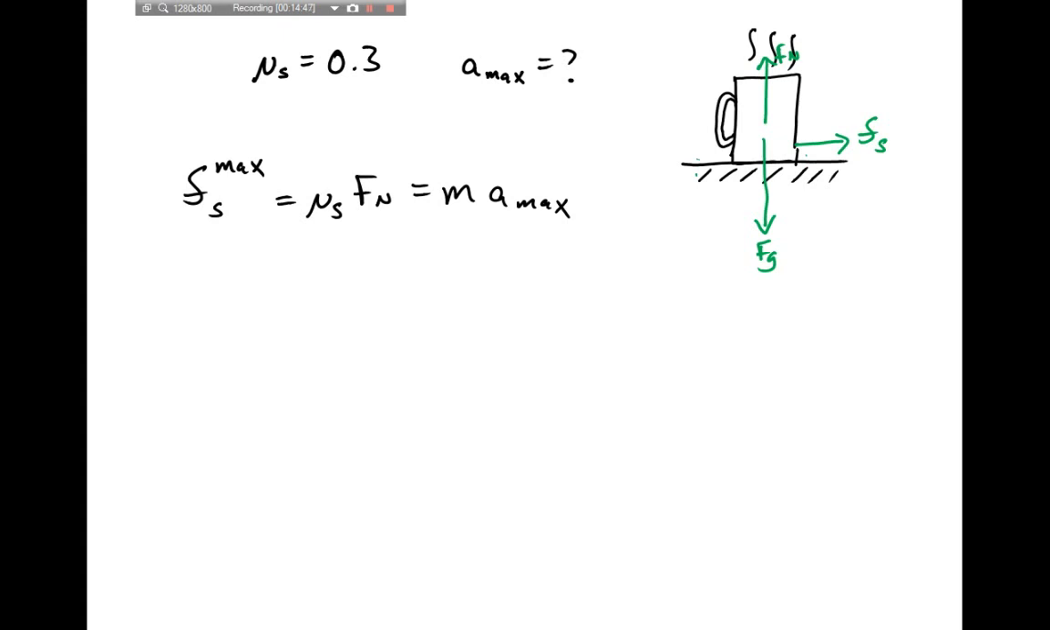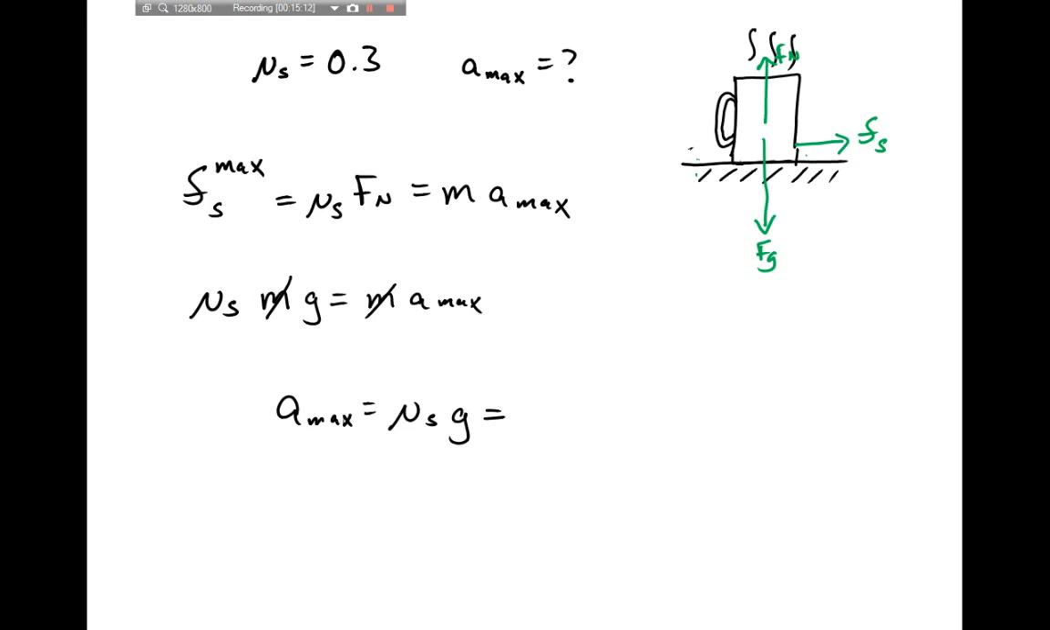Okay, well, my normal force is really simple. This is a horizontal table, so the normal force cancels the gravitational force, so this is just mu sub s mg is equal to m a max. Canceling the m's, we see that the maximum acceleration is just equal to the static coefficient of friction times g.